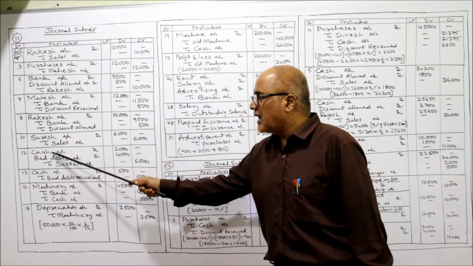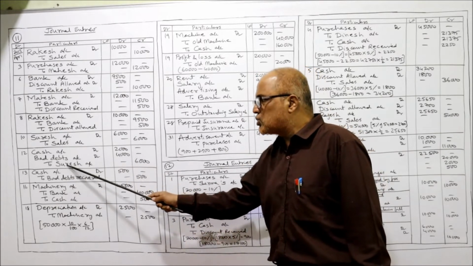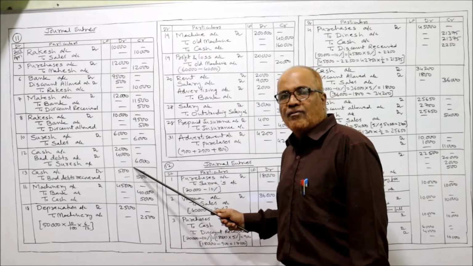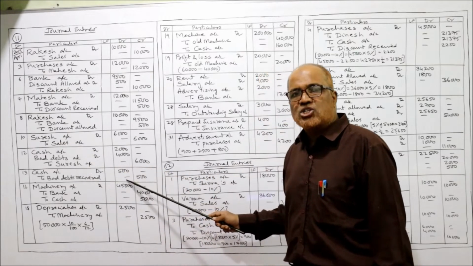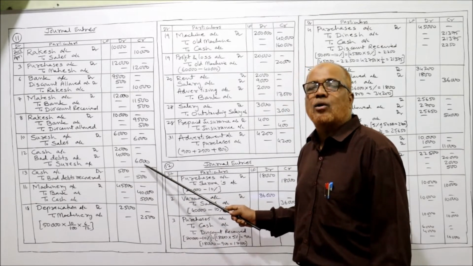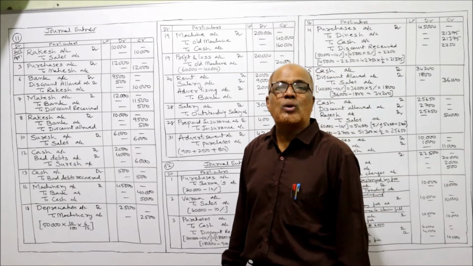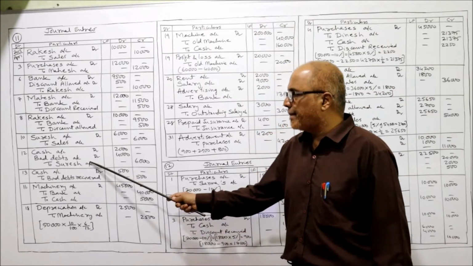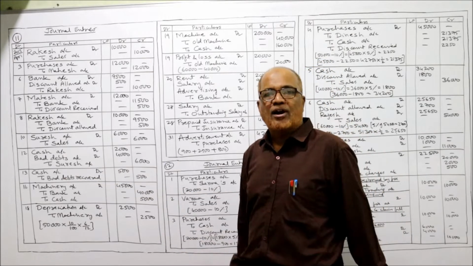So the entry will be cash account debit 2,000, bad debts account debit 4,000, to Suresh account 6,000. When we sold the goods, Suresh account was debited. When we receive the cash in full settlement, Suresh account is credited 6,000. His account is closed, being the final amount received from Suresh in full settlement. Right? Next, 13th. Bad debts recovered.